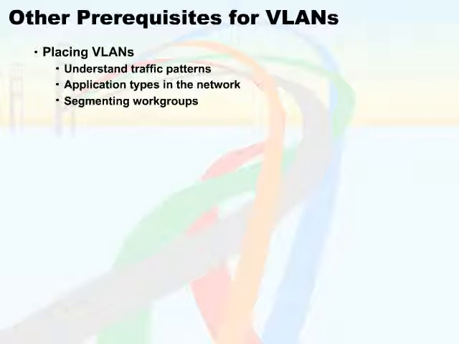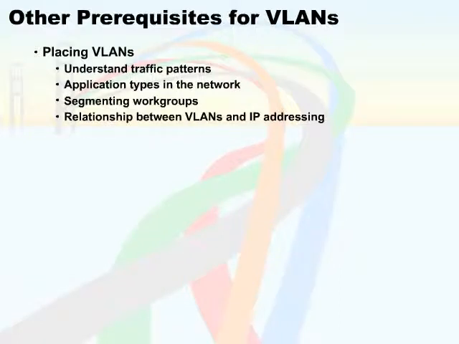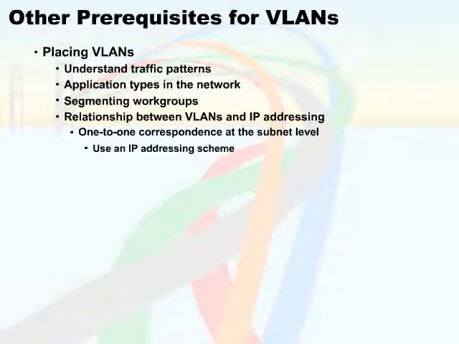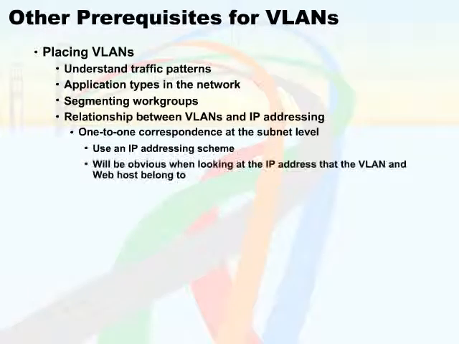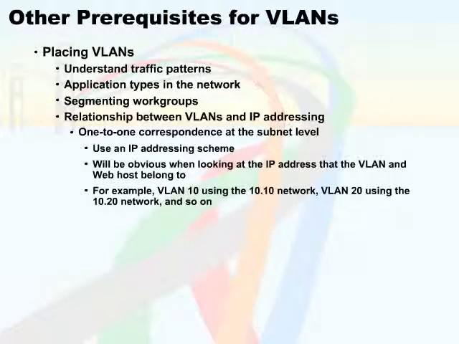The other thing that you're going to need to be prepared to do is to provide the appropriate relationship between VLANs and IP addressing. There needs to be a one-to-one correspondence at the subnet level. What that means is, if I have 5 VLANs, I need to have 5 available network IDs using the IP protocol. I normally will use some sort of an IP addressing scheme that will be very obvious when I'm looking at the IP address which VLAN and host it belongs to, such as VLAN 10 using the 10.10 network and VLAN 20 using the 10.20 network and so on, just so that I can keep it straight when I'm dealing with my management.